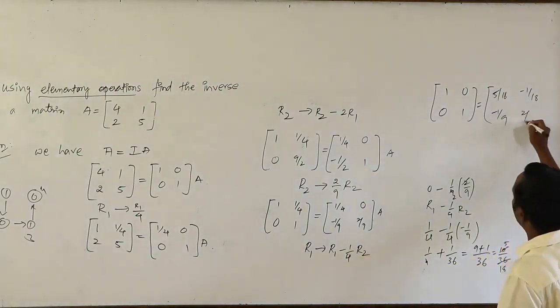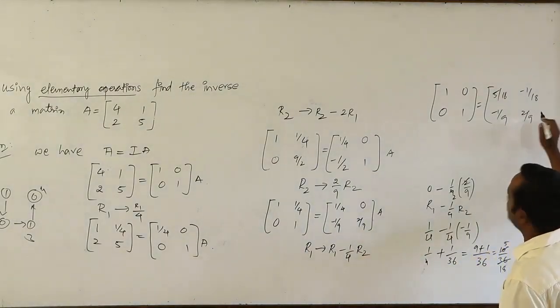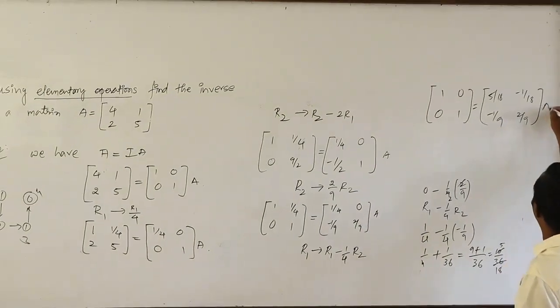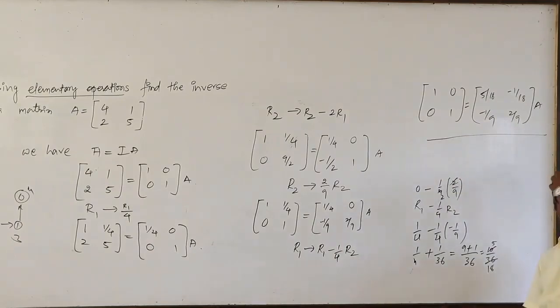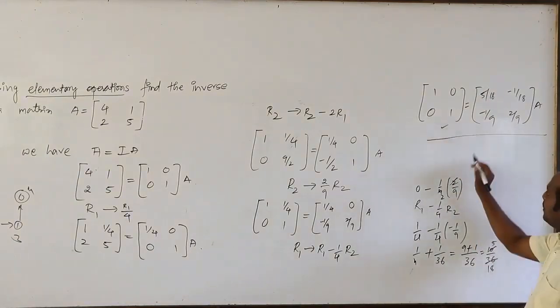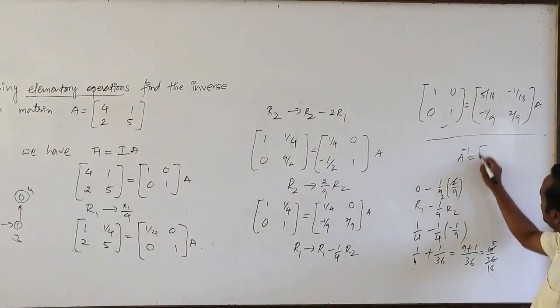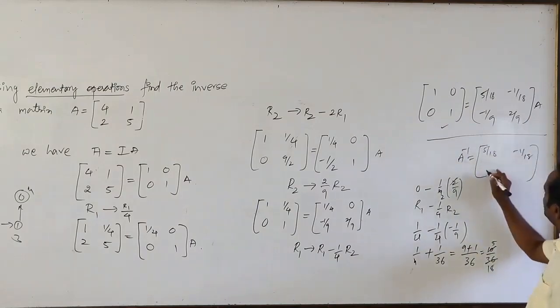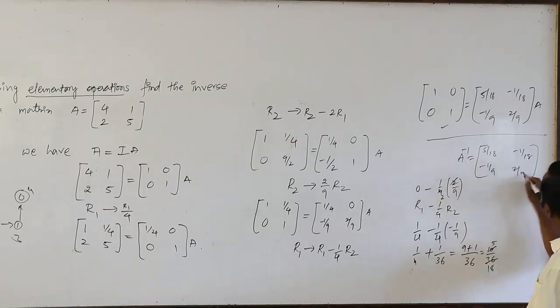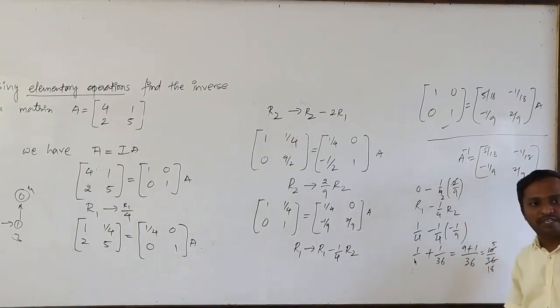2 by 9, something I did wrong. 4. Correct. No problem. Correct it is. So this is what the inverse of a matrix is. If it is I, therefore A inverse, you can write the matrix 5 by 18, minus 1 by 18, minus 1 by 9, 2 by 9. So this is a little bit complicated problem.